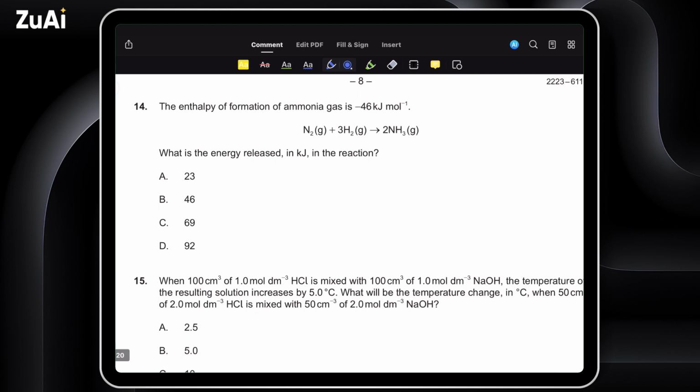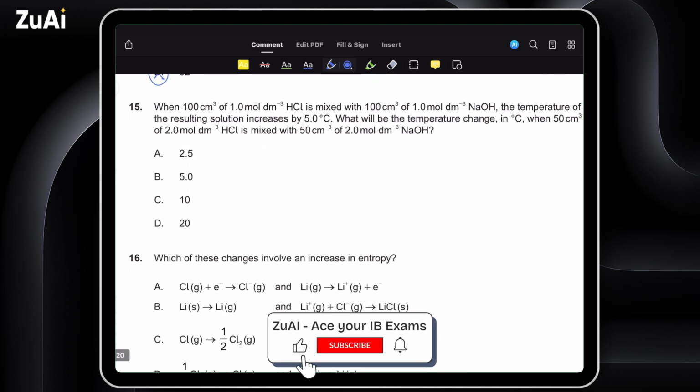Now the enthalpy of formation of ammonia is negative 46 kilojoule per mole with respect to 1 mole. So what is the energy for this reaction if there are 2 moles? So negative 46 times 2, it becomes negative 92. So 92 is the answer.